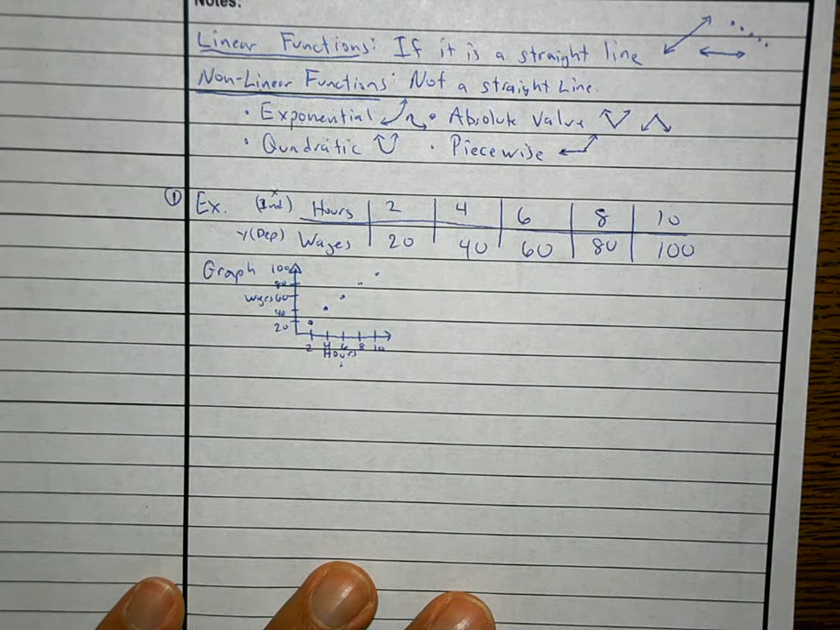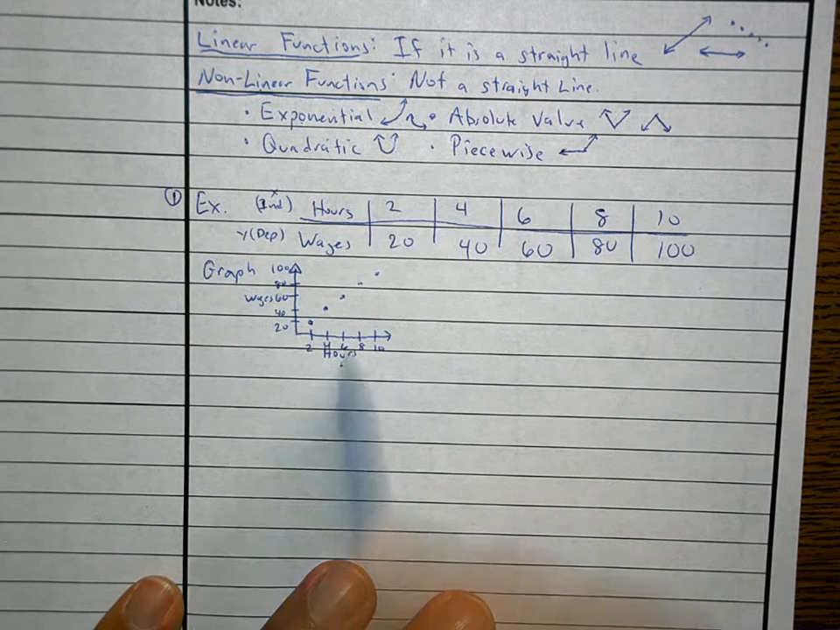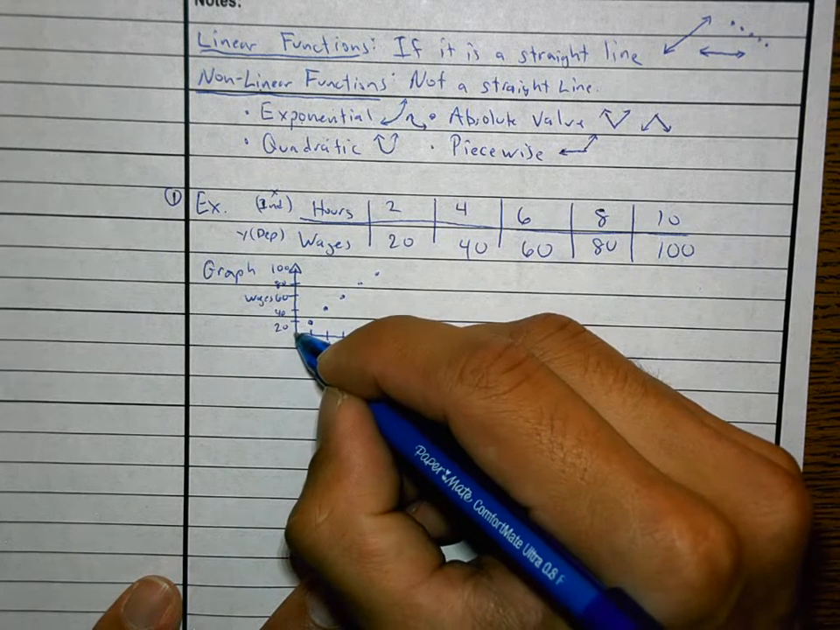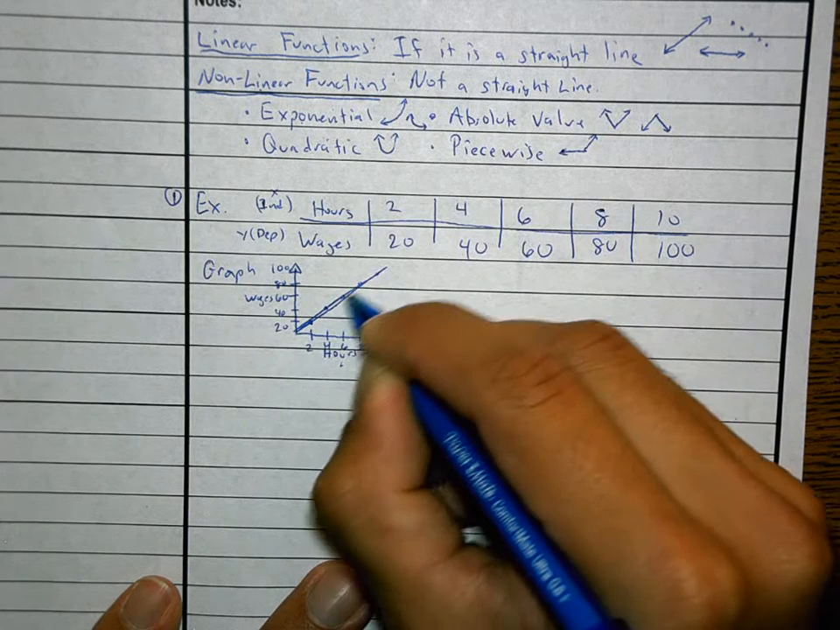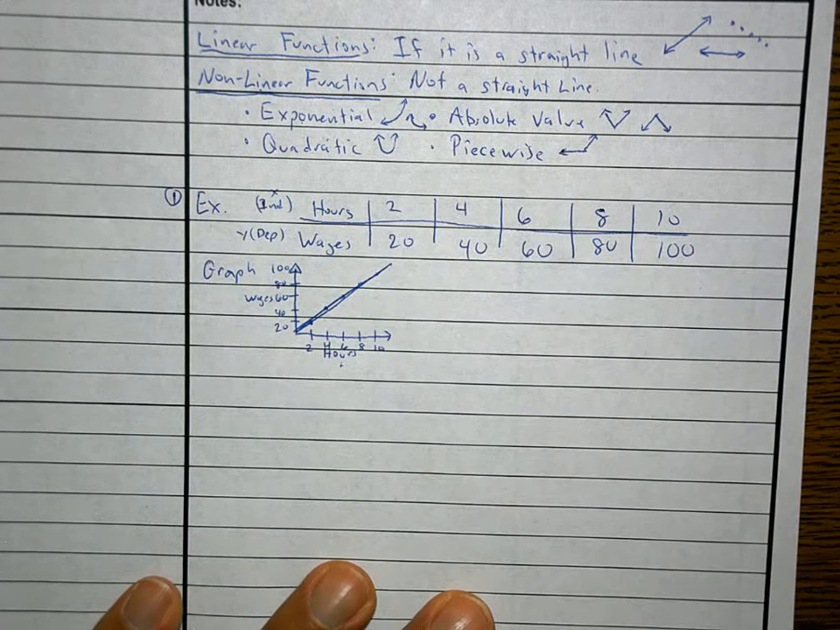Now I made this discrete, but let's think about wages. Can I get paid for 7 hours? Yes. Can I get paid for 7.5 hours? Yes. If you think about it like that, then we should make this continuous, shouldn't we? There we go. I should make this continuous because of that.